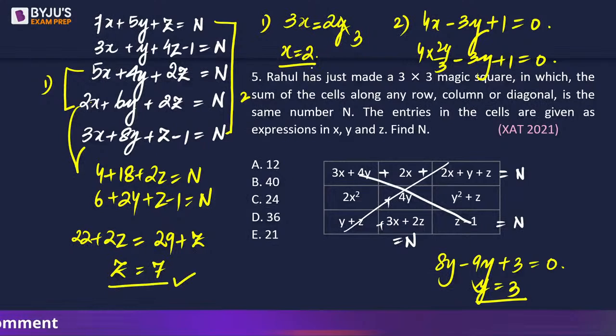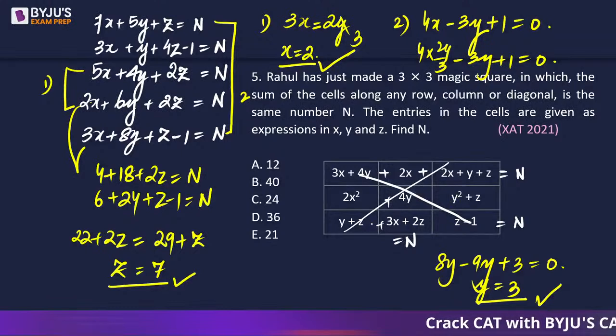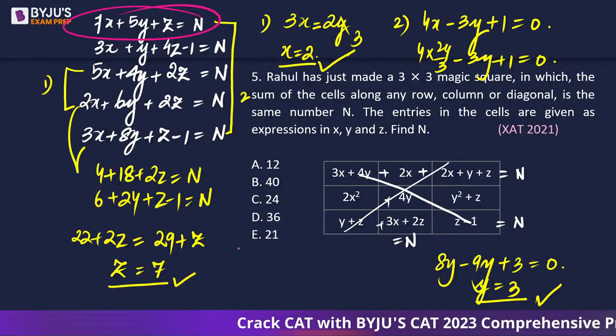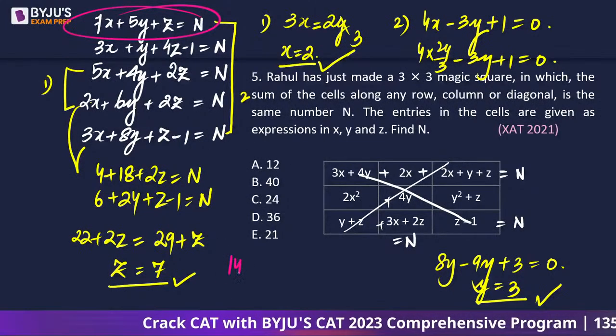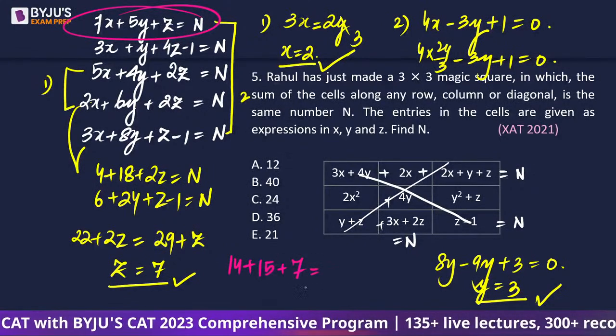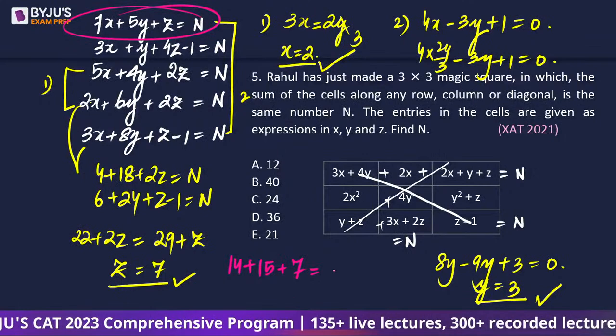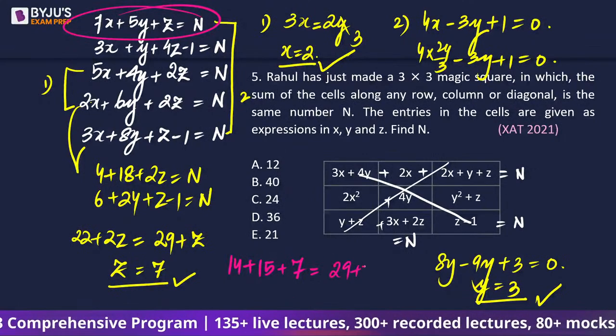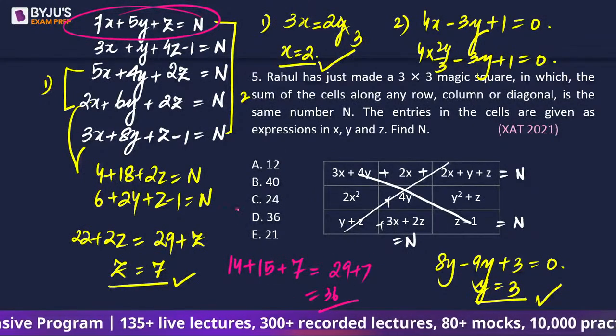So z की value, x की value, y की value आ गई. We can put these values of x, y and z any place and we will get the same answer. So let's put it over here in the first equation. So 7 into 2, 14, plus 5 into 3, 15, plus 7. So this is going to result in 29 plus 7, which is 36.